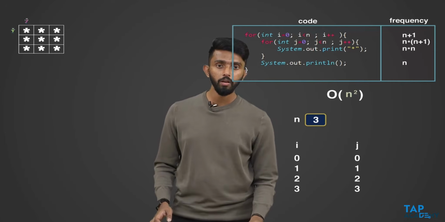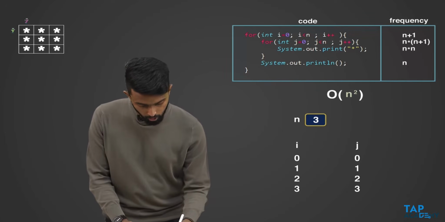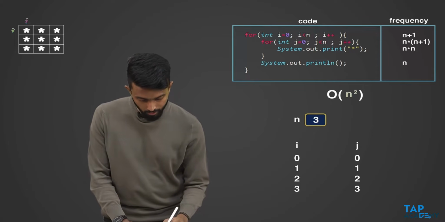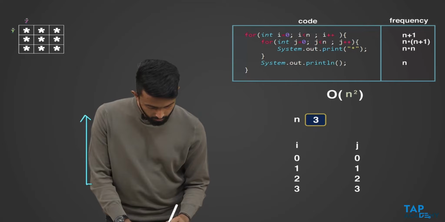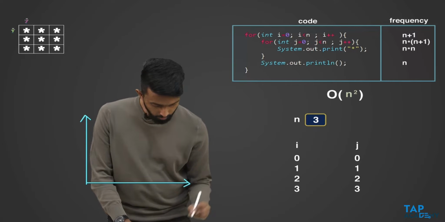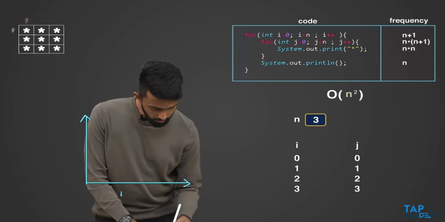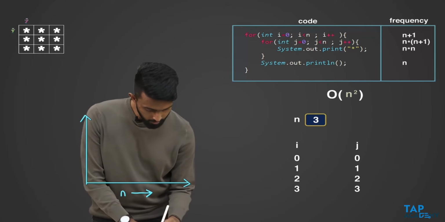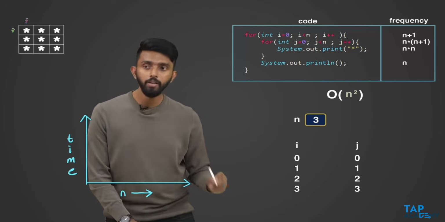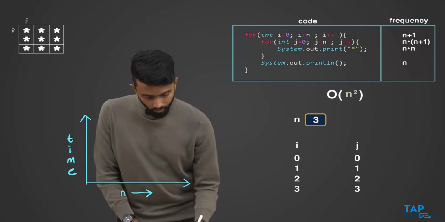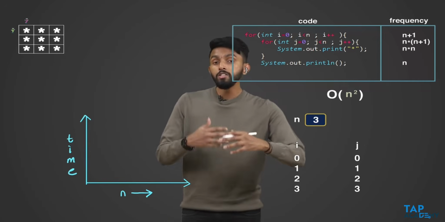I hope you are able to think, right? So naturally you can visualize this. If this is my graph, friends, just like previously, this is my n value which is increasing, and this is my time. So one thing you can clearly observe here is that it is n square.